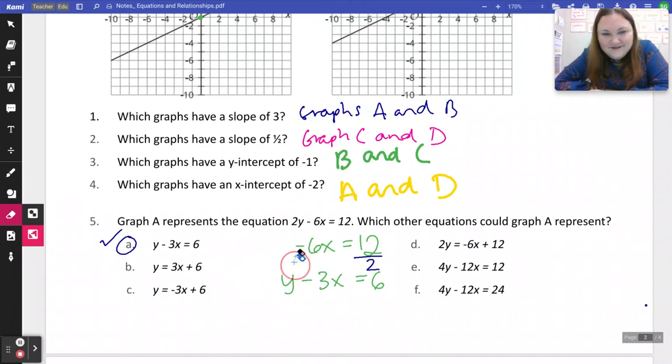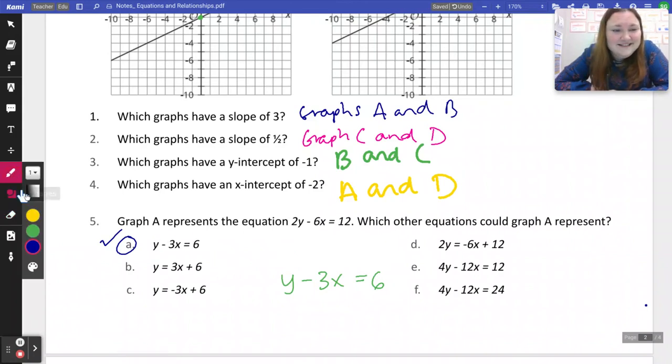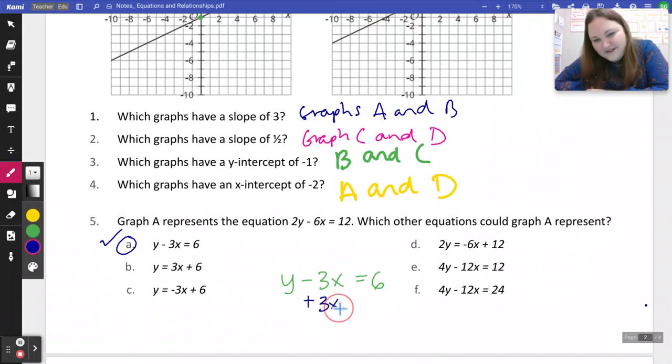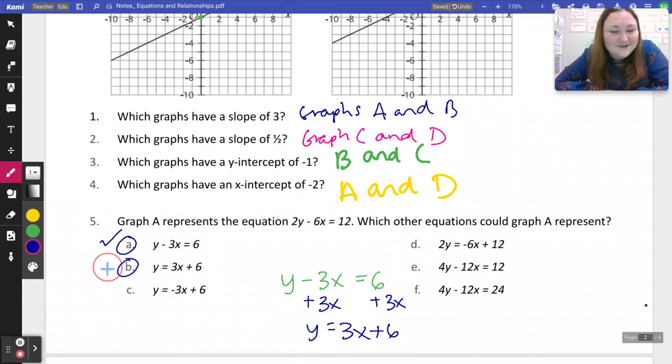So when we come down to equation B, which is y equals 3x plus 6, I notice it looks similar to equation A. So I might see, can I change equation A to look like equation B? The difference here I notice is that minus 3x has just changed sides. If I wanted to bring my 3x over to the other side, I'd have to do the opposite of subtraction, which is addition. And that would give me y equals 3x plus 6, or 6 plus 3x, which is that equation we're looking at.